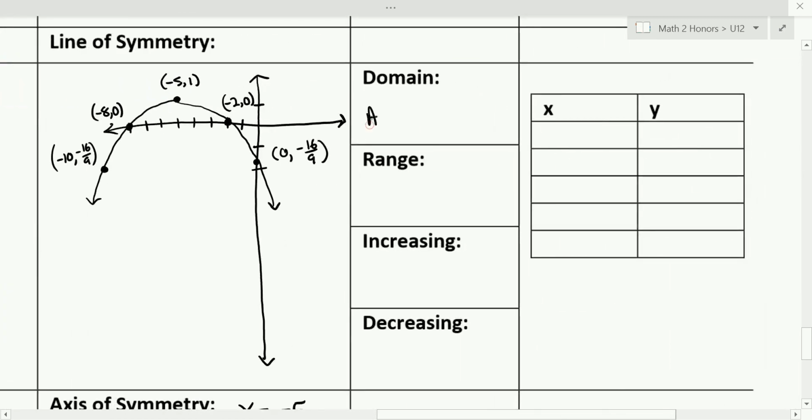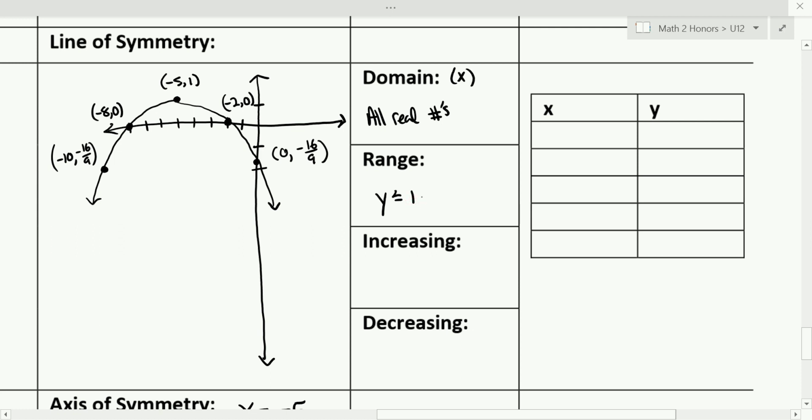Domain's all real numbers. Domain's always talking about your x values. For our range, Matthias, what's the range going to be? What'd you say? Less than or equal to? -5 is an x value. 1, good.